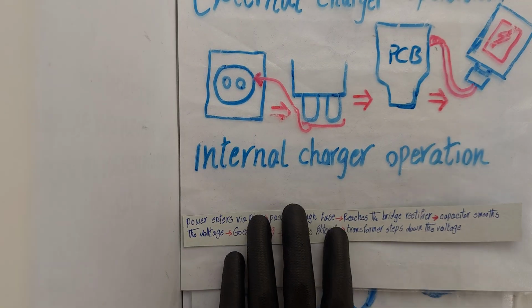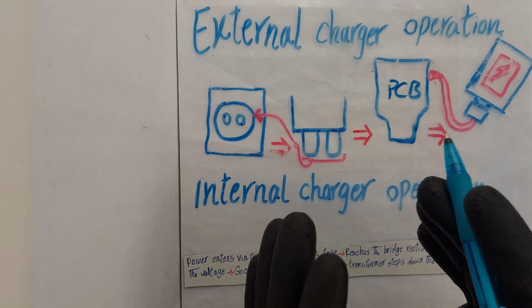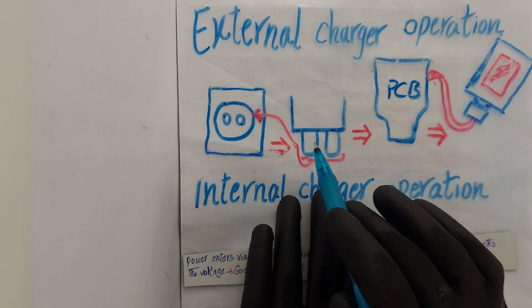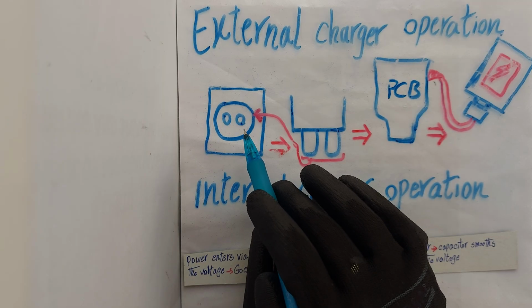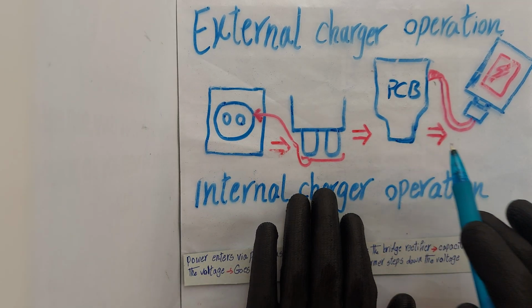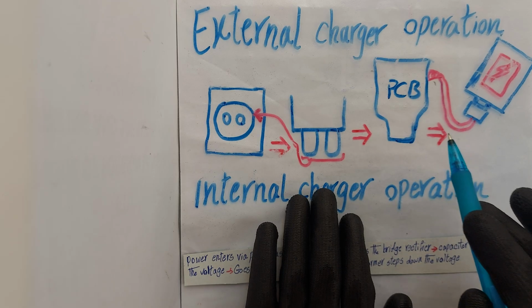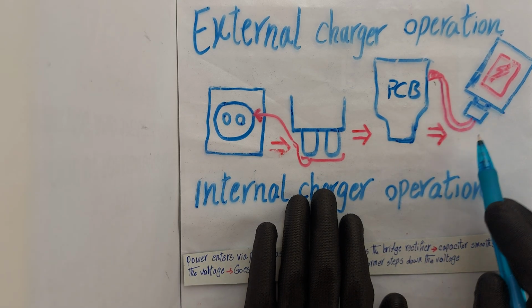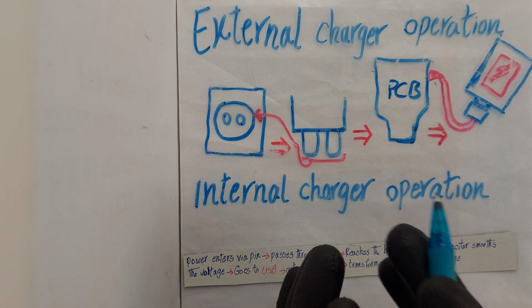So, the external charger operation looks like this. It uses a 2-pin metal plug to connect to mains electricity, AC, and has a USB-A output port that delivers DC power to the cable and ultimately to the phone or device right here. Now let's dive into the internal operation and circuit components.